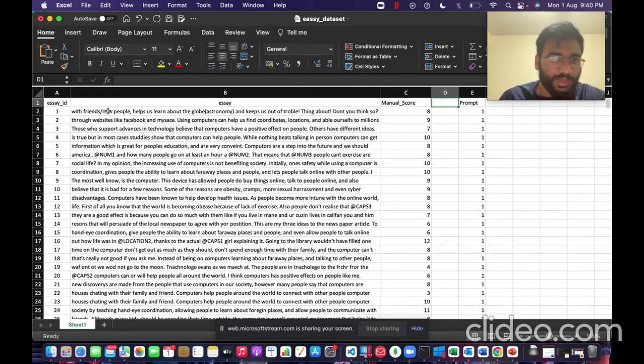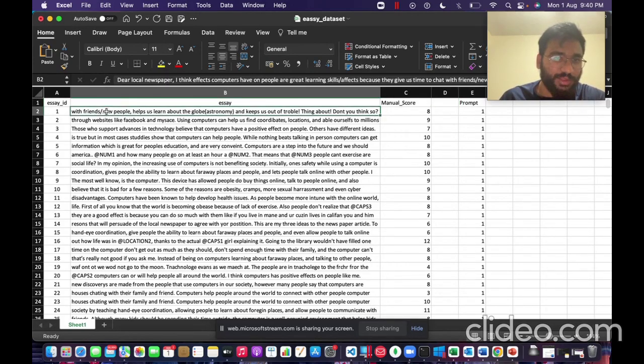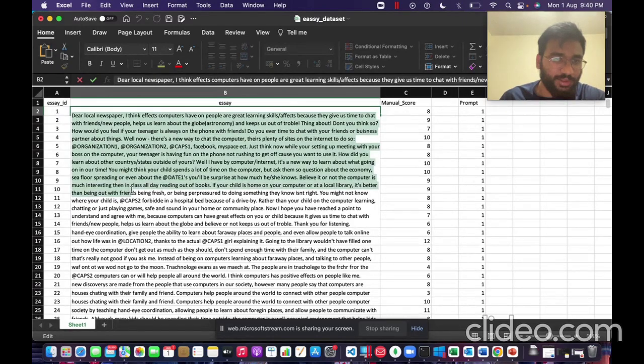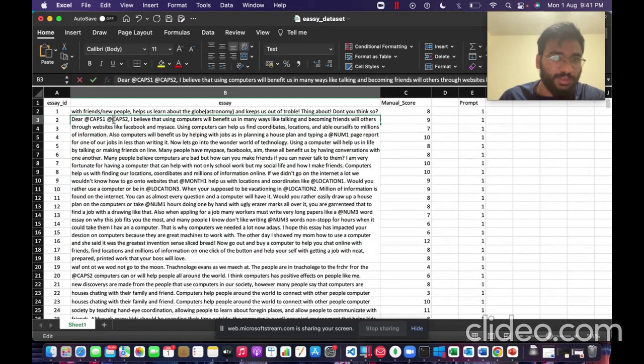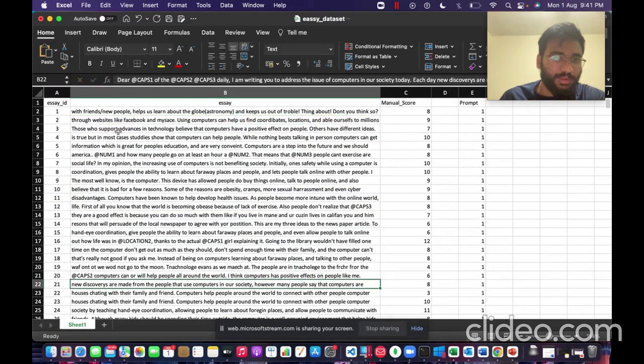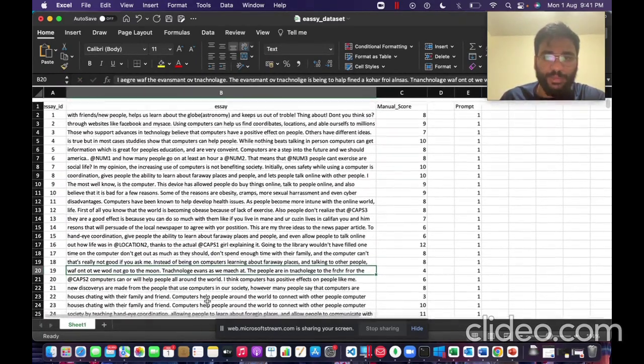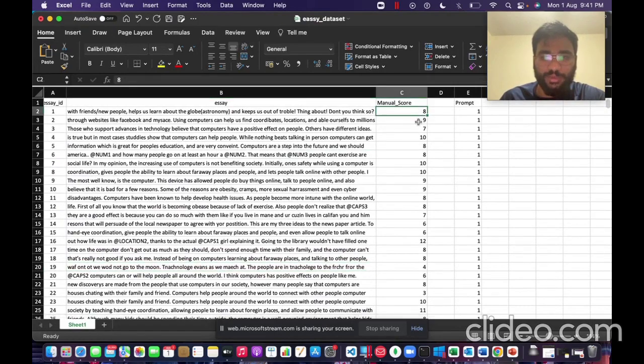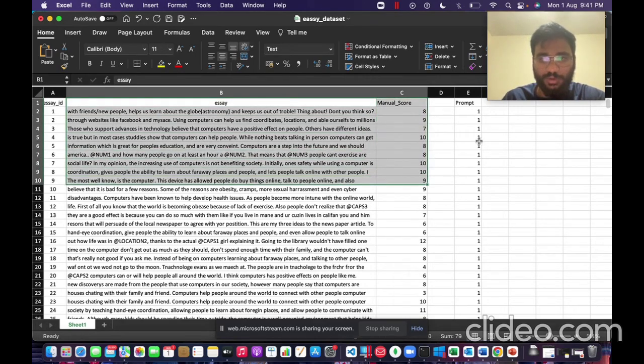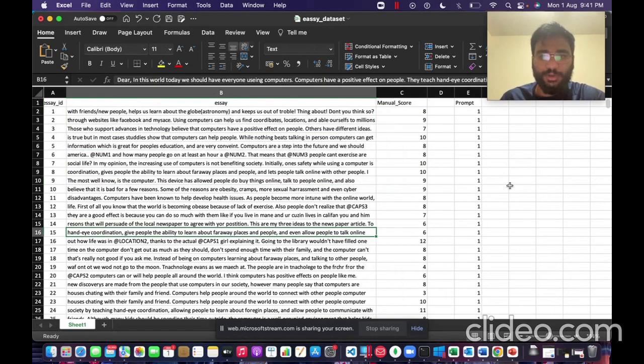Each row has one essay. So this is the essay in the first line, this is the second essay, and this is the third essay. Like that we have a lot of essays here. And you also have a manual score which was given by a professor for each of these essays. So here we are only using these two columns. We are not considering this prompt, this empty column, or this essay id column. We are only using the manual score and essay columns.